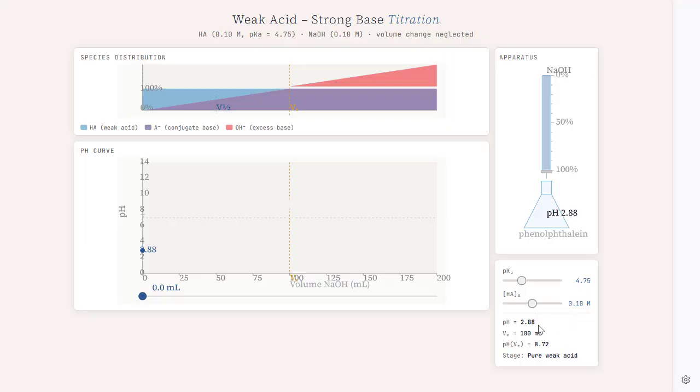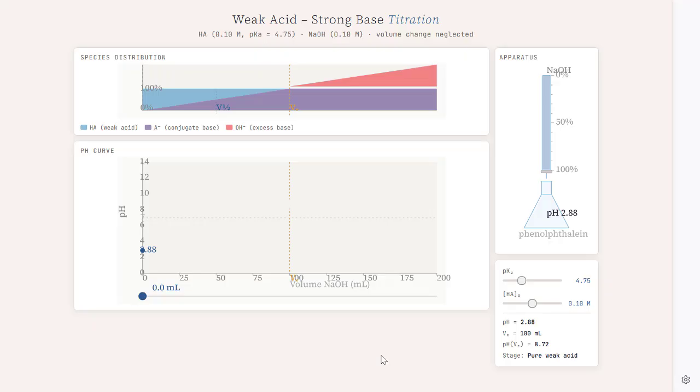It shows you the current pH, when we expect the titration to reach the end point, what the pH is at the equivalence point. That tells you a little bit what kind of indicator would be useful. And then it says what the stage is. So right now it's pure weak acid because we haven't added any sodium hydroxide. This is pre-equilibrium, right? So this is what we have, and then of course it dissociates a little bit.